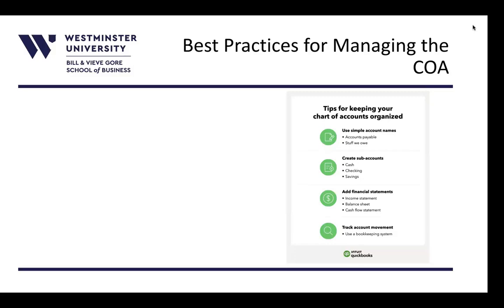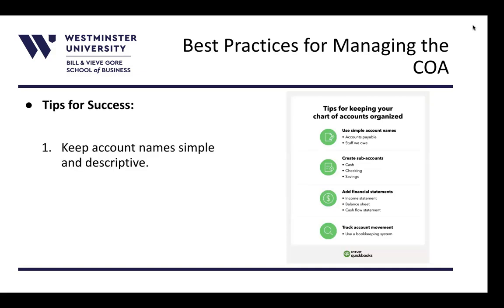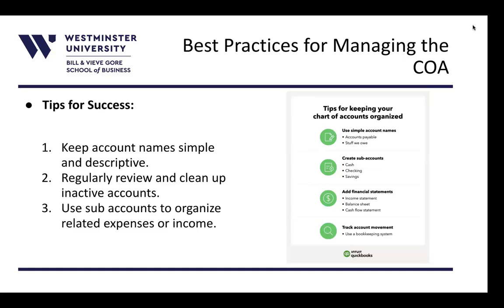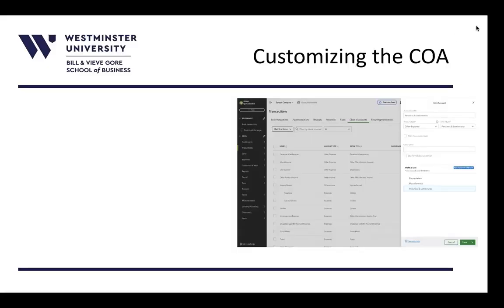With those common mistakes in mind, let's now discuss how to successfully manage the COA. Some tips for success include: let's keep account names simple and descriptive. Second, regularly review and clean up inactive accounts. And third, use sub-accounts to organize related expenses or income.